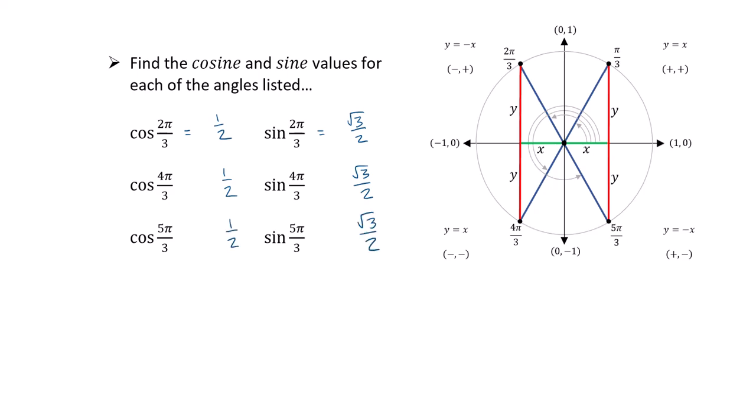Now we just need to decide the signs. When we're at 2 pi over 3, I know that the cosine is going to be negative and the sine is positive. When I'm here at 4 pi over 3, I know the cosine is negative and the sine is also negative. And at 5 pi over 3, the cosine is positive this time, but the sine is negative.